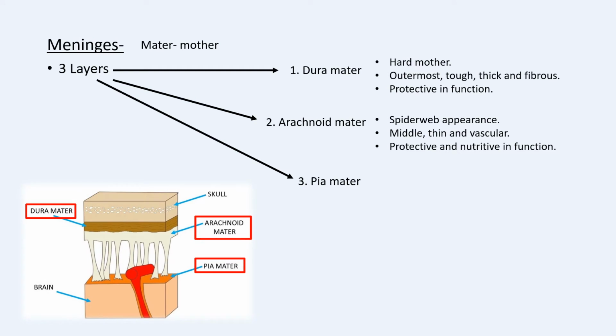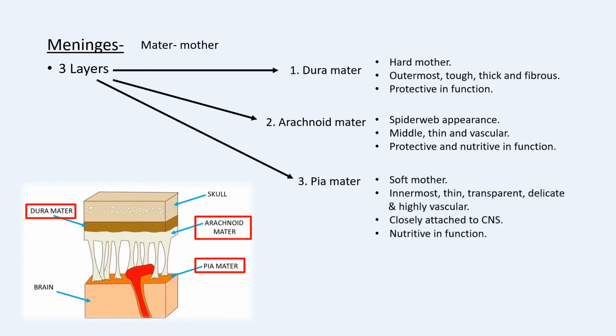The last and the innermost meninges is pia mater. As it is the innermost layer, it is closely attached to the CNS. The word pia in Latin means tender, or soft. This layer is thin, transparent, delicate, and highly vascular, and thus is nutritive in function.